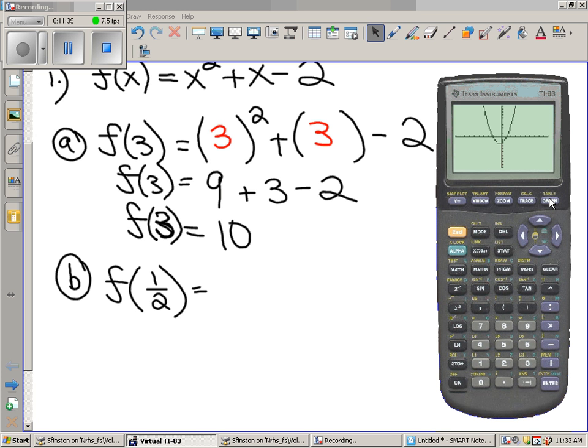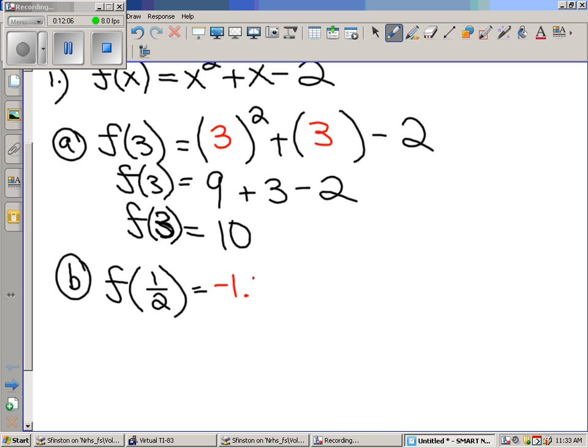Now, hit second, trace, to get to the calculate screen. Click enter on the value button. This allows you to find any x value you ever wanted whenever you want it. Just click in a half, hit enter, and it does all the math for you, real fast and easy, and it will never get the wrong answer. So the answer to this one is negative 1.25.